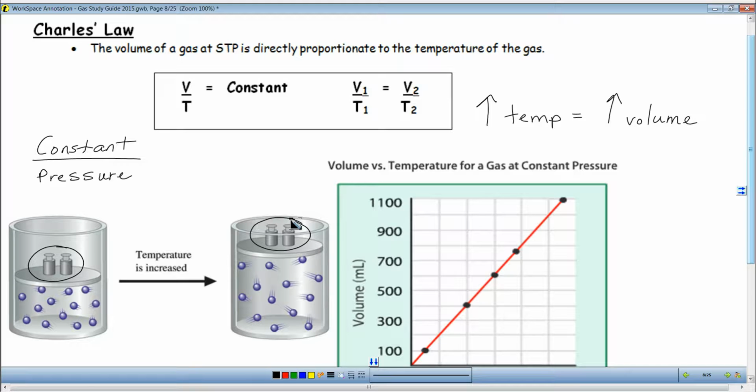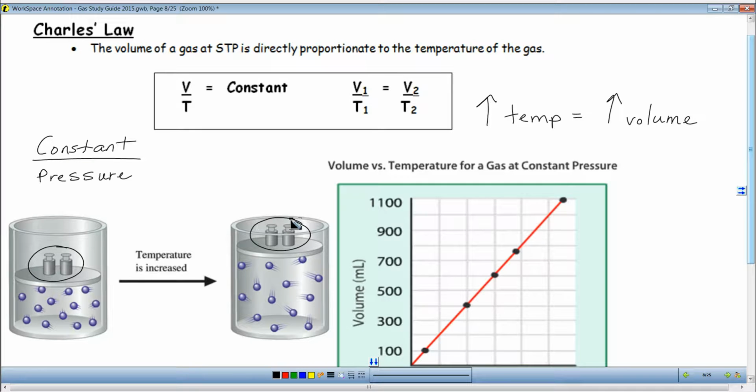I increase the temperature, which would make me think that the container should expand, the gas particles would expand, leading to a larger volume. But if at the same time I also increase the pressure, now those variables negate each other. Increasing the temperature would make the particles expand, but increasing the pressure would smush, for lack of a more scientific term, smush them into a smaller volume. So we have to study Charles' law at a constant external pressure.